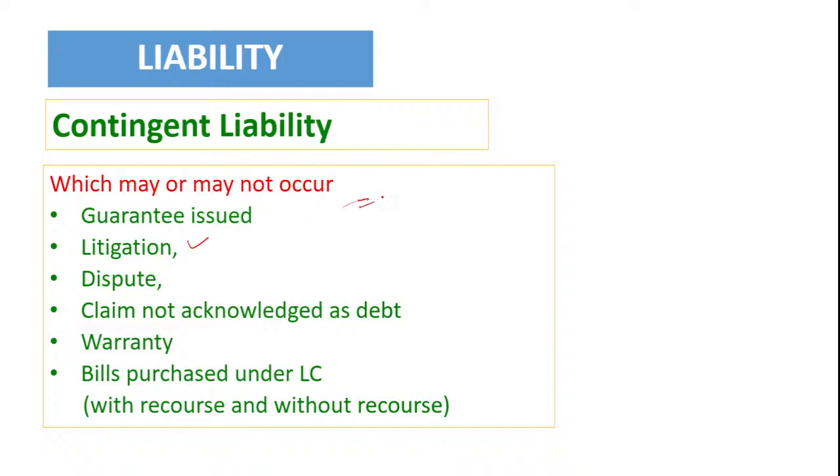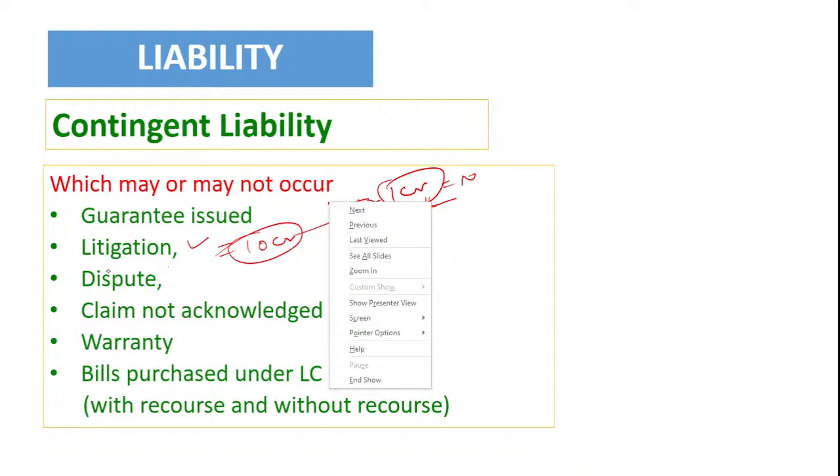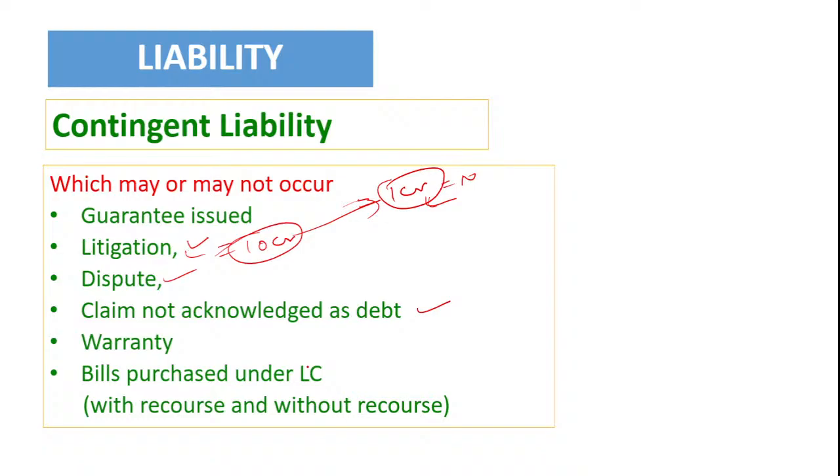If the borrower has, suppose, only 1 crore of net worth and the litigation is 10 crore, is it worth giving a loan, finance or investment in this company? No. Why is it not worth it? Because the company will become bankrupt if the court case goes against it. So litigation, dispute, claim not acknowledged means someone has claimed and the company is not acknowledging. Warranty: the company has sold goods of 100 crore and says that I am giving a warranty of 2 years.